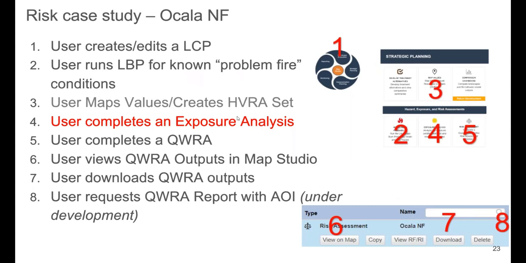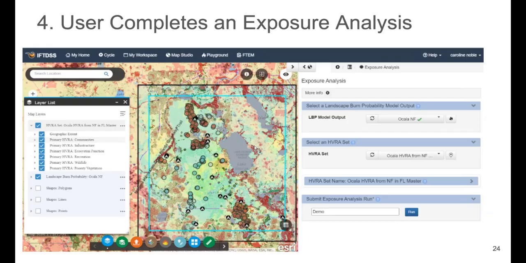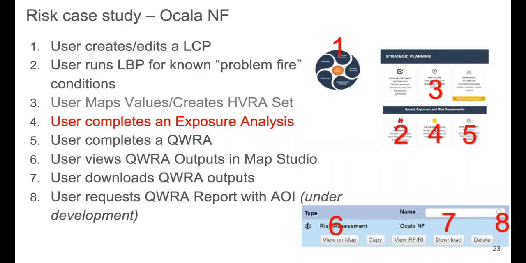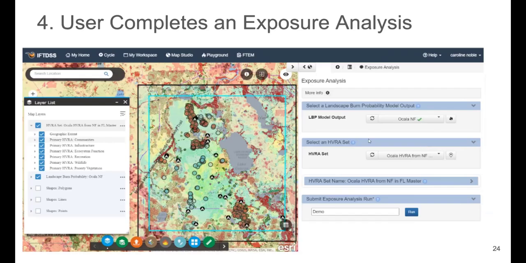So that's a risk assessment. And again, there's entire webinars already done on those. The next step is the exposure analysis. And this is where it starts to build on things you've previously built. So within the application, you simply click on this card that says exposure analysis here. You choose your landscape burn probability model output, and you choose the HVRA set that you've already created. You're in a split screen mode. That HVRA set and the model output are going to pop up into the map so you can see them, verify that's what you still want.